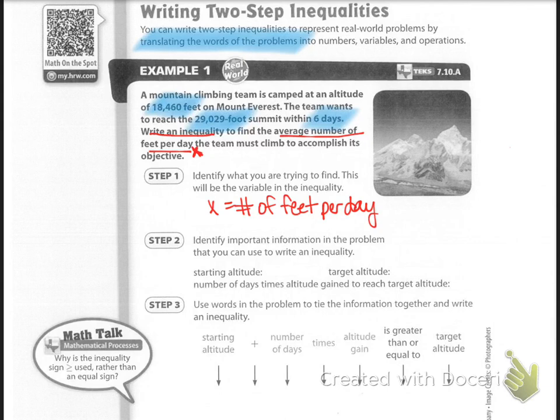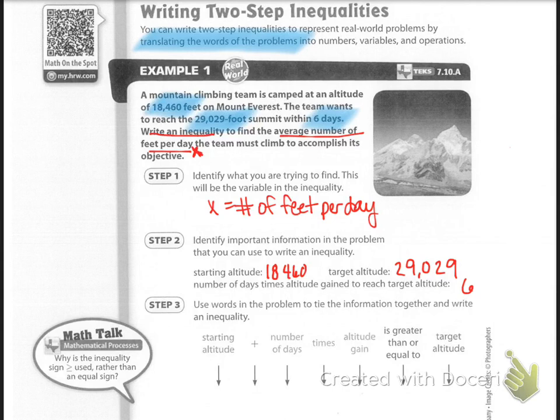Identify important information in the problem that you can use to write the inequality. So they started out at 18,460 feet. They want to get to 29,029 feet. And the number of days that they want to do that in is 6. Alright. So the way that this is going to work is that you have your starting altitude and you're going to add the number of days times the altitude gains.